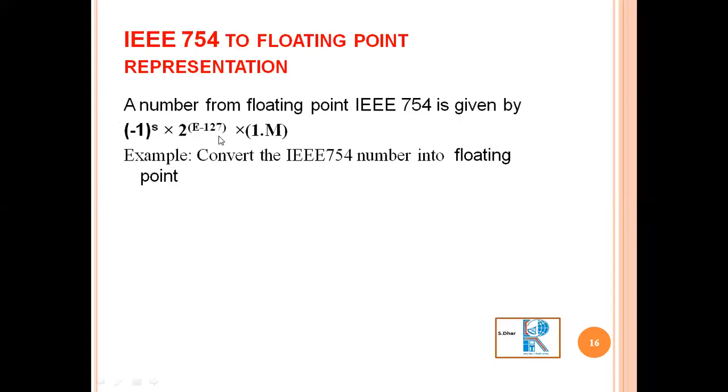Why are we subtracting 127? Because the 127 bias we already added during the making of the floating point number, so we have to subtract this 127. And we know that in the mantissa part, we have only written the part after the point. So we have to add 1 point this original mantissa. Okay, because for the floating point representation, we have given the number here.